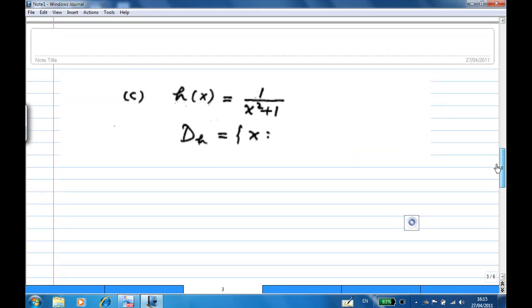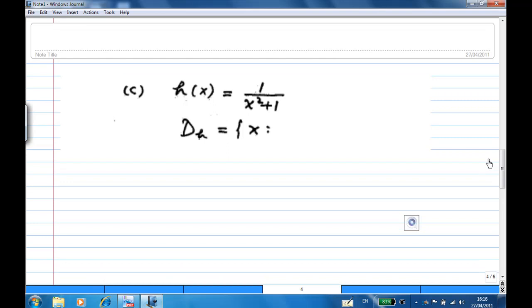Let's look at an example. If h of x equals 1 over x squared plus 1, then the natural domain of h, D sub h now, will be all the x such that 1 over x squared plus 1 makes sense. But x squared plus 1 is never equal to 0, no matter what value of x you put in. So x can be any number. This is because there is no danger of dividing by 0 now. So this is the whole real number line, the natural domain of h.